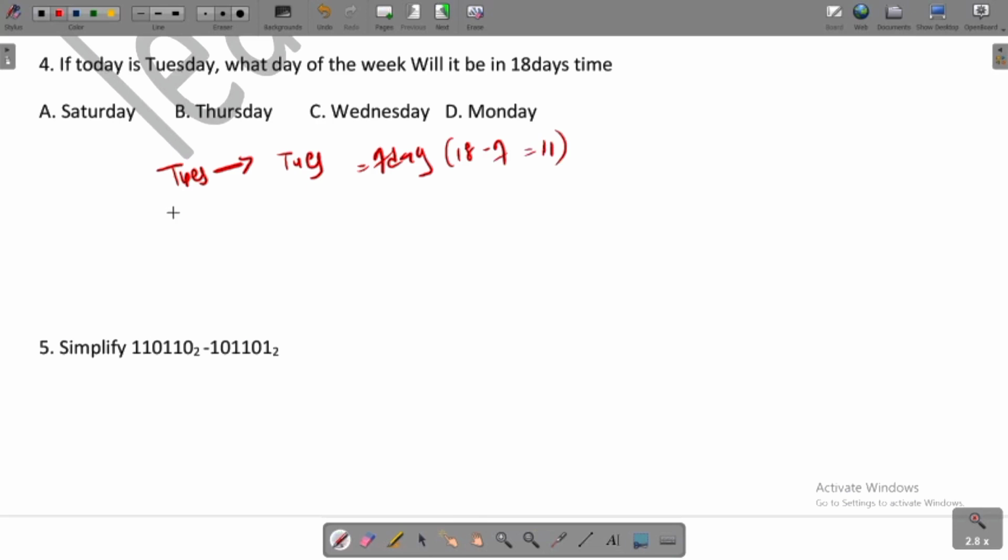Now counting from that Tuesday again to the next upper Tuesday, we have 7 days too. That is, now we have 11 days minus 7, we have 4. Now you have 4 days left. Then count 4 more days from Tuesday: Wednesday, Thursday, Friday, and Saturday. So if today is Tuesday, what day of the week will it be in 18 days time? The answer is Saturday. That is E.